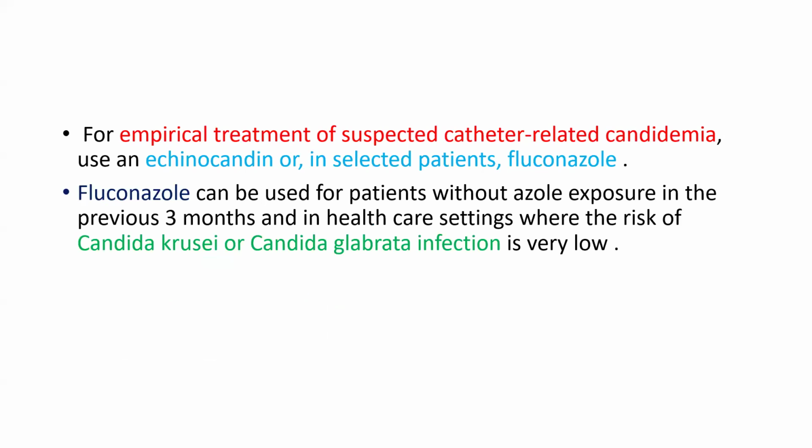For empirical treatment of suspected catheter-related candidemia, use an echinocandin in selected patients, and fluconazole. Fluconazole can be used for patients without azole exposure in the previous 3 months and in healthcare settings where the risk of Candida krusei and Candida glabrata infection is very low. Generally we start fluconazole if the patient is hemodynamically stable, and for hemodynamically unstable patients we go for echinocandins.